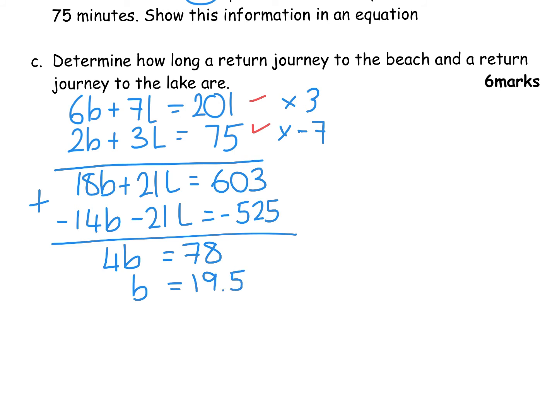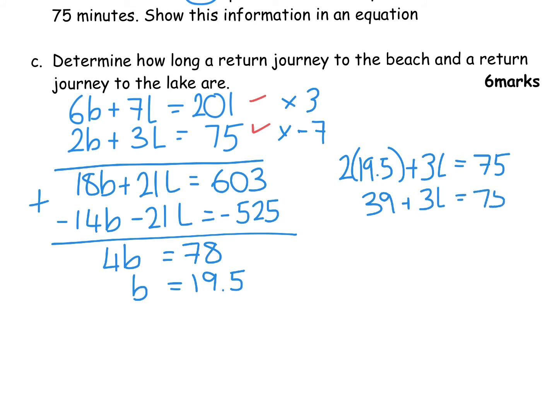Now I'm going to put that back into probably my second equation just because it's lower numbers. So I've got 2 times 19.5 plus 3l equals 75. Double of 19.5 is 39. So now 39 plus 3l equals 75. So 3l equals, now if you subtract them, I'm using my calculator for all this because I don't want to make mistakes. It's 36, which divides nicely by 3, so this is looking good. So it looks like l is 12.